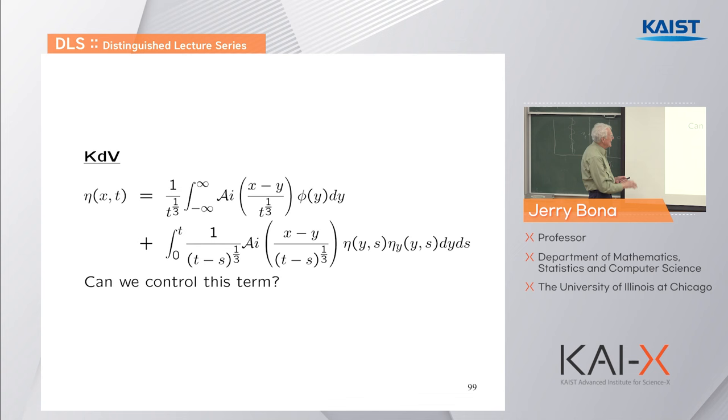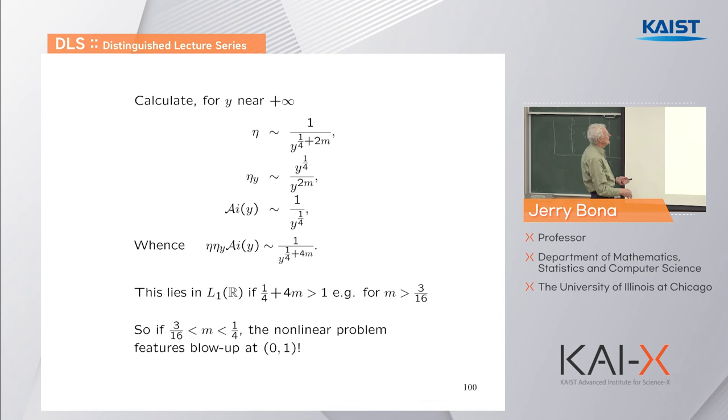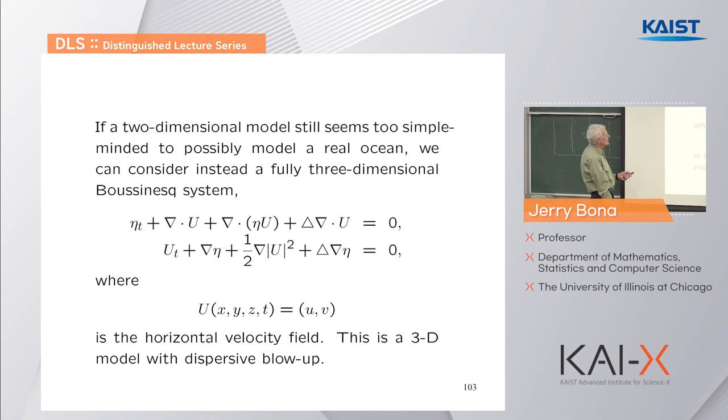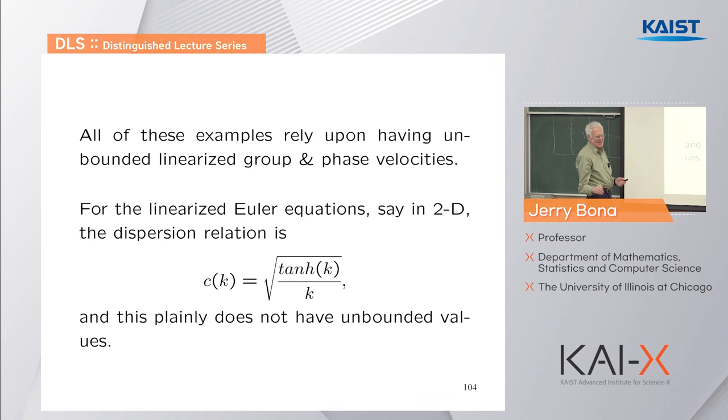OK, then you can keep making objections, and we keep finding ways to counter those objections. You can say, okay, you need a two-way model, not a one-way model. Okay, that also has this same property. It's much, much harder. And then you can go to the fully three-dimensional Boussinesq system, and that also has this property. Okay, so maybe concurrence is a route to rogue waves.